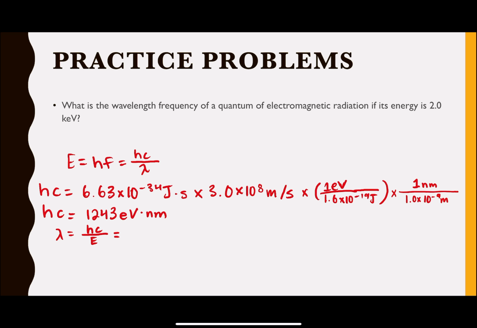For the last practice problem, we are going to tackle wavelength frequency. What is the wavelength frequency of a quantum of electromagnetic radiation if its energy is 2.0 kiloelectronvolts? What you want to do first is take Planck's relation, which is E equals hf, which is simplified into hc over lambda. So take Planck's constant, multiply that by the speed of light, and then you're going to have electron volts over joules, and then nanometers over meters. This is going to create a relationship between electron volts and nanometers, which can then be converted into your answer.